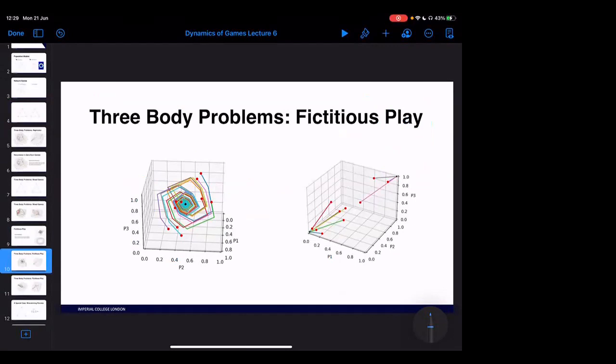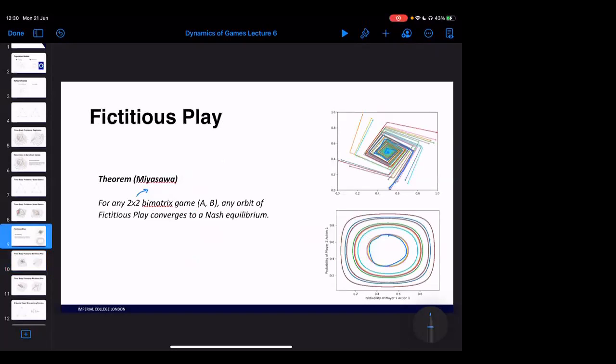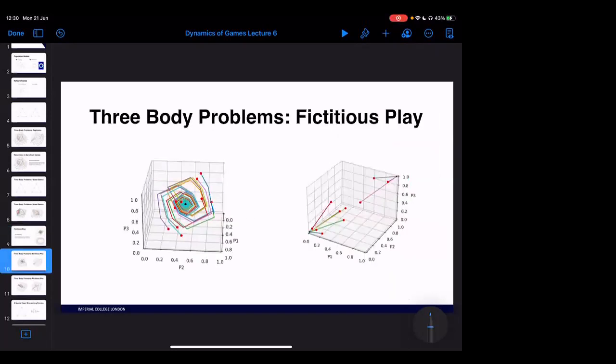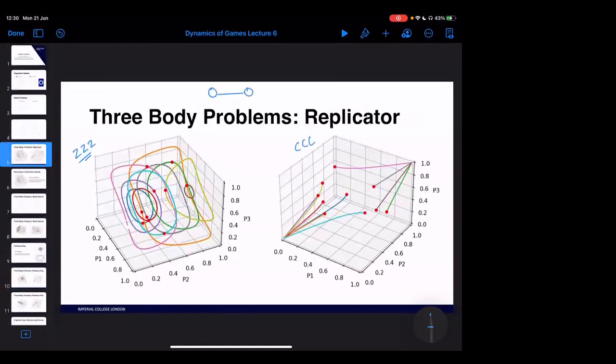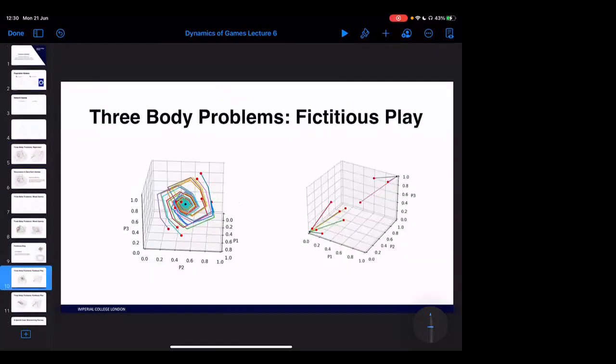And as you'd expect, what we end up seeing, and this is true of all the experiments I've run, is the behavior that you would expect from the two-player case. So for example, when we run the matching pennies game in the two-player case, we got this spiral convergence. In the three-body case, where replicator gave these cycles, fictitious play continues to give these spirals down to the center, which suggests that the analysis should extend pretty naturally.